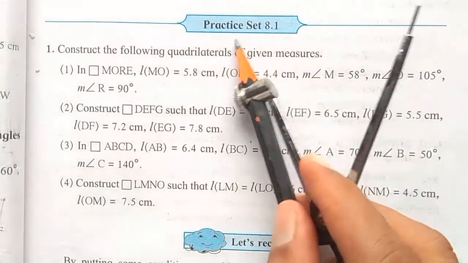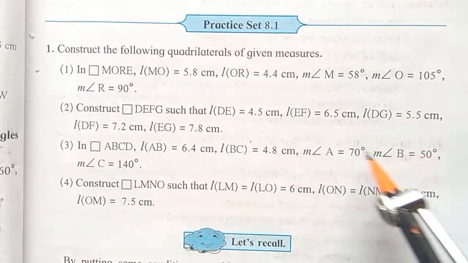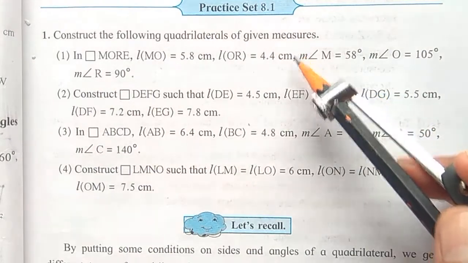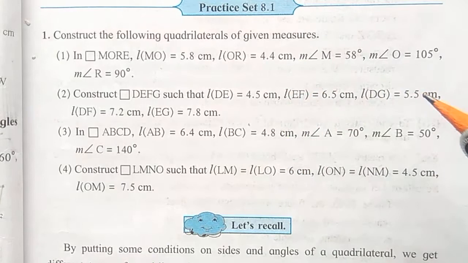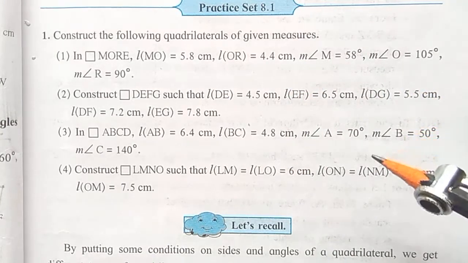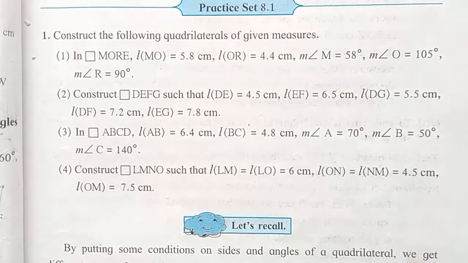Now let us move to practice set number 8.1. In practice set number 8.1, total how many examples are given? 4 examples are given. These 4 examples I am going to explain, means how construction is done, that also in the notebook or on the pages.